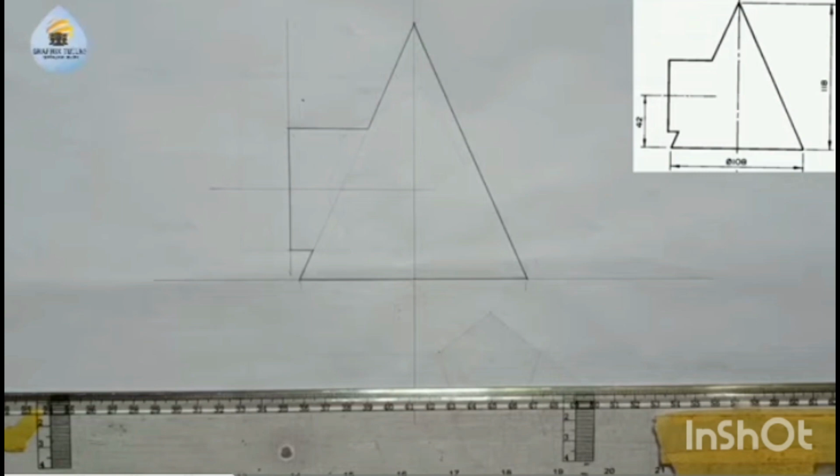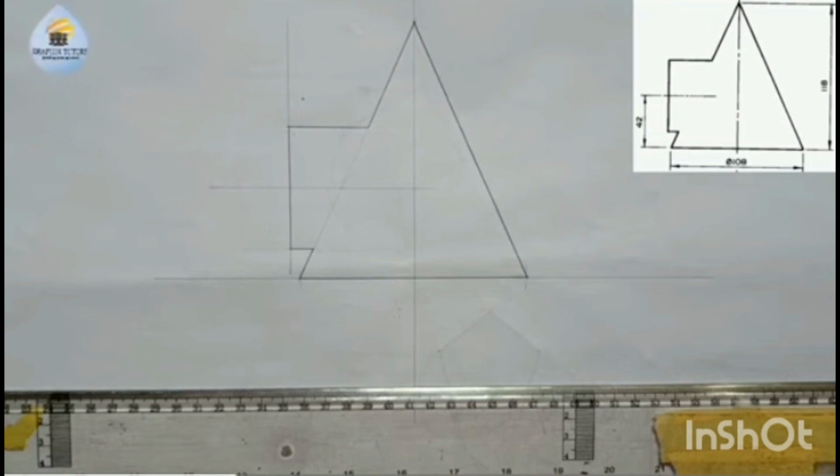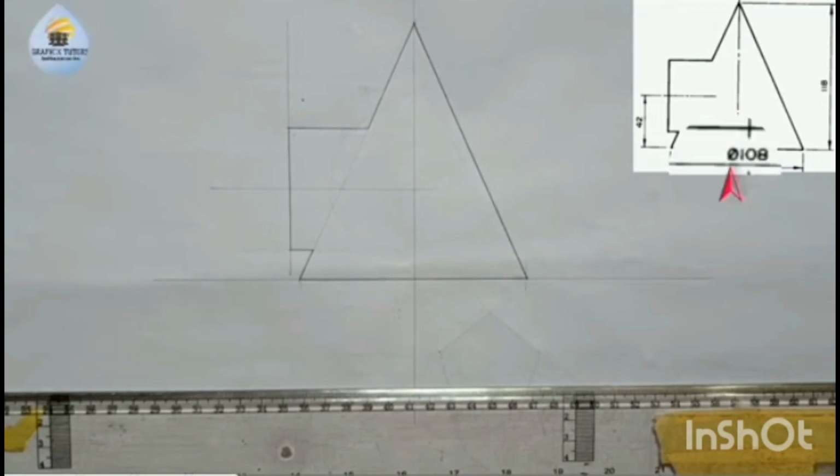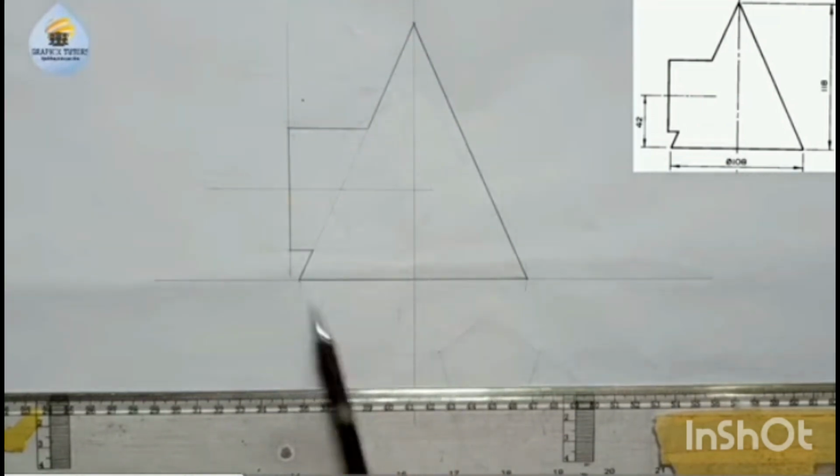Now, if you look at the base of this elevation here, this cone here, you see a shape, a symbol that looks like a circle that is split into two. That is the symbol for what? For diameter, right? So it's telling us that what? The base of this triangle, which is a cone, is circular.